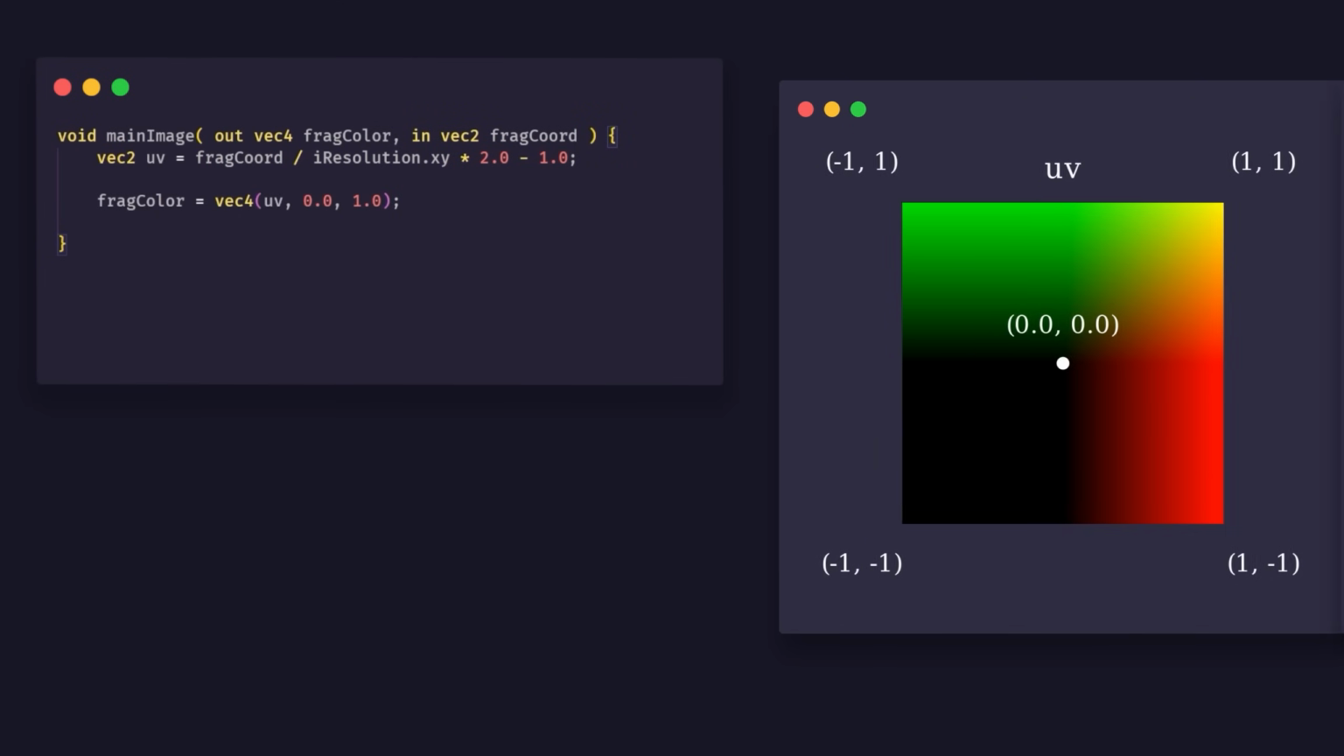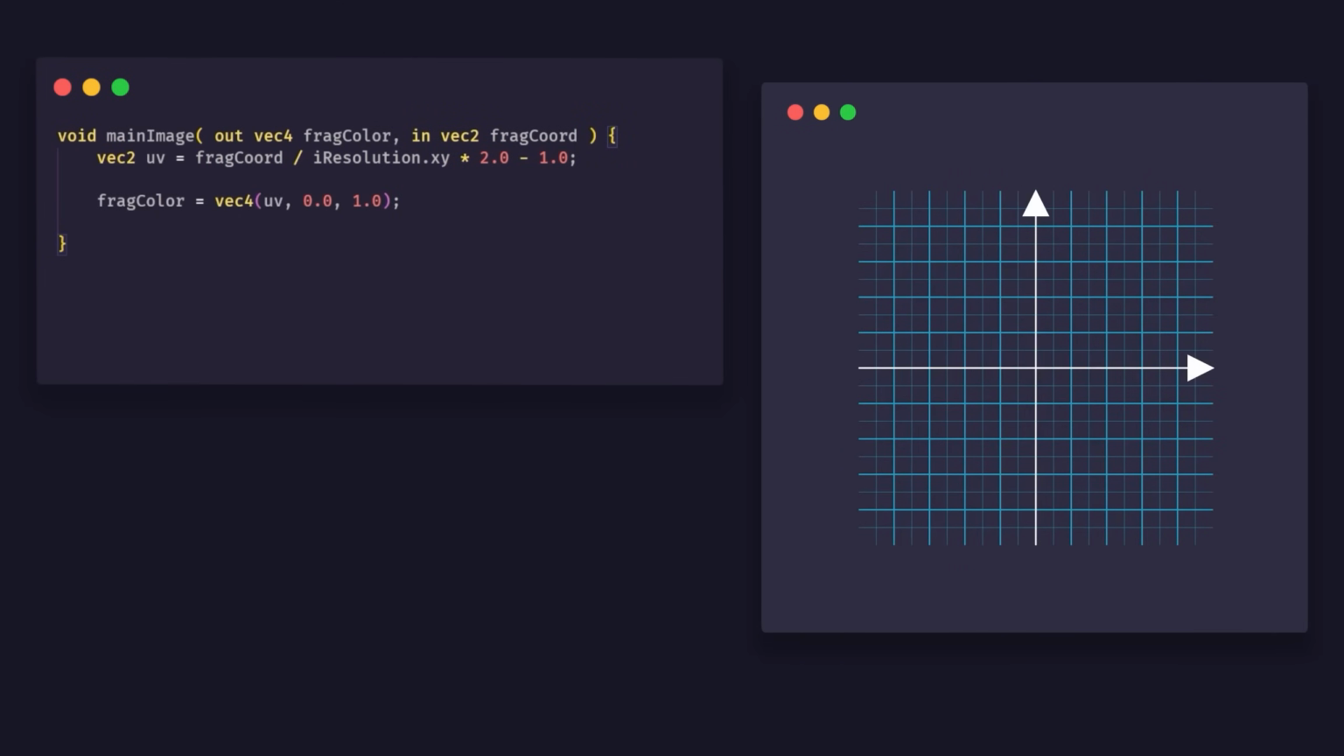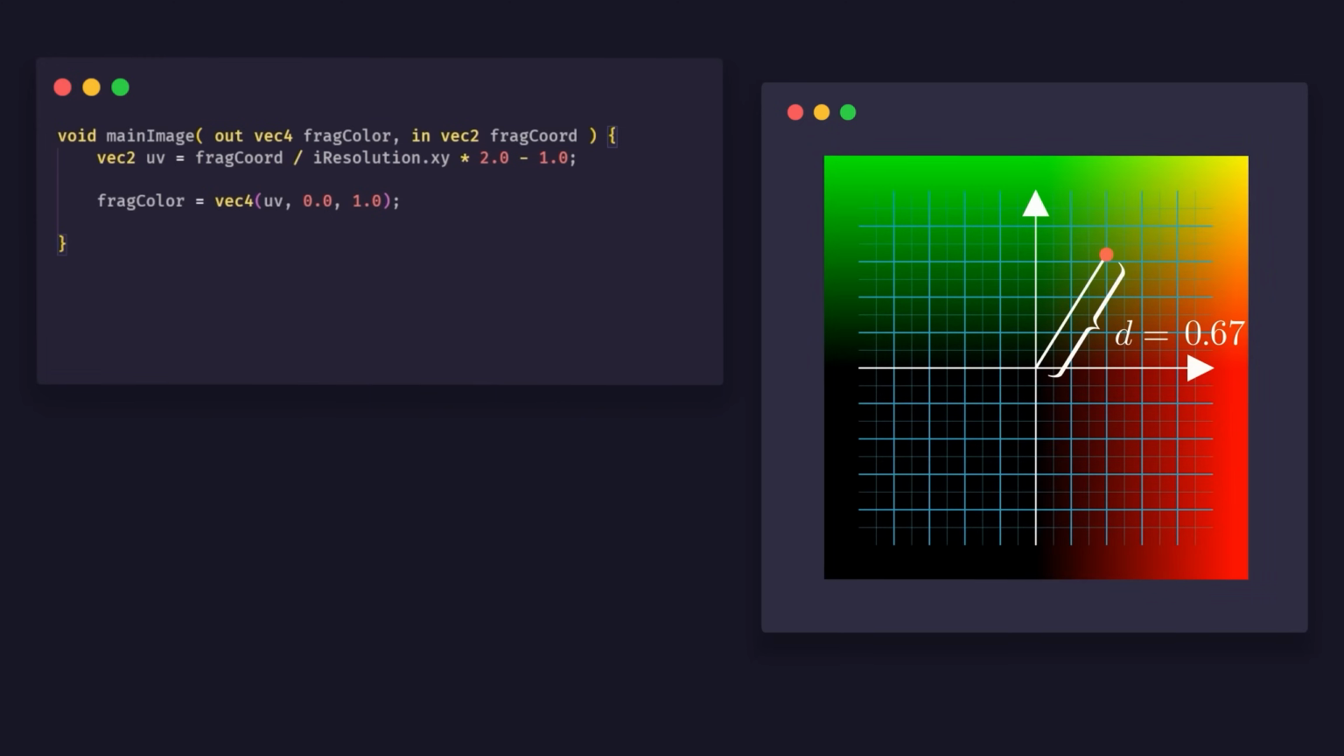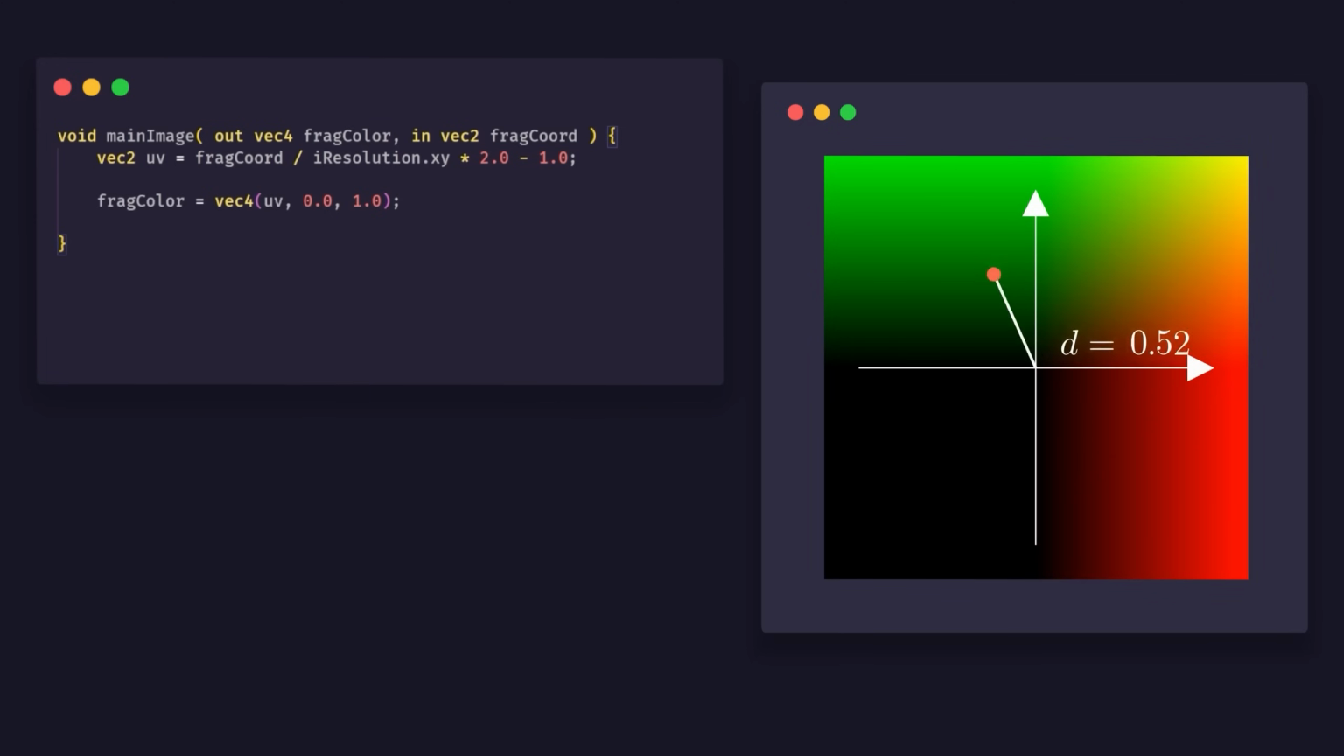We will start by exploring the length function. This function takes a vector as its input and calculates the magnitude of that vector. Essentially, it calculates the distance between the vector and the origin. Since we have centered our origin, we can utilize the length function to calculate the distance between any given pixel and the center of the screen by passing in our UV vector. This can prove to be extremely useful when creating complex and dynamic renderings.